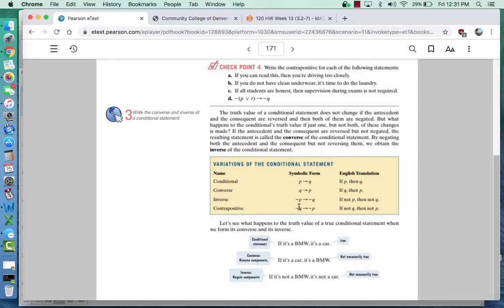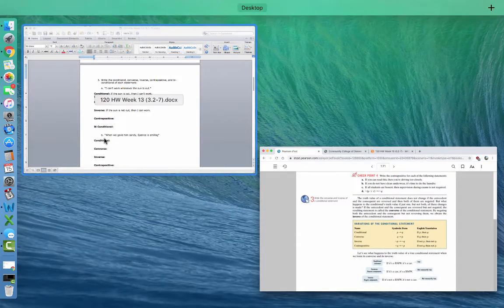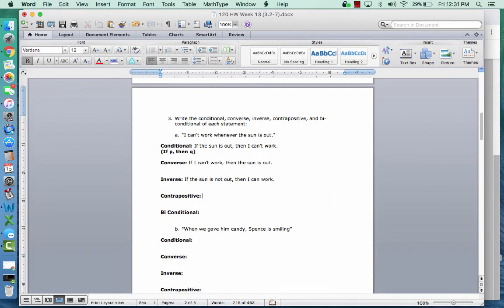The contrapositive is negating both of them, but also switching the order. So I have to start with: if I can work, then the sun is not out. This is something I went over in the lecture video before, but the conditional and the contrapositive have the same truth value. They mean the same thing. They're equivalent statements.